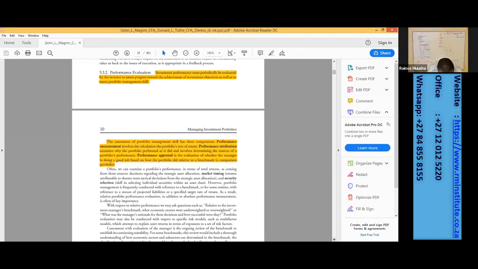Then they also look at performance appraisal, which is the evaluation of whether the manager is doing a good job based on how the portfolio did relative to the benchmark as well.